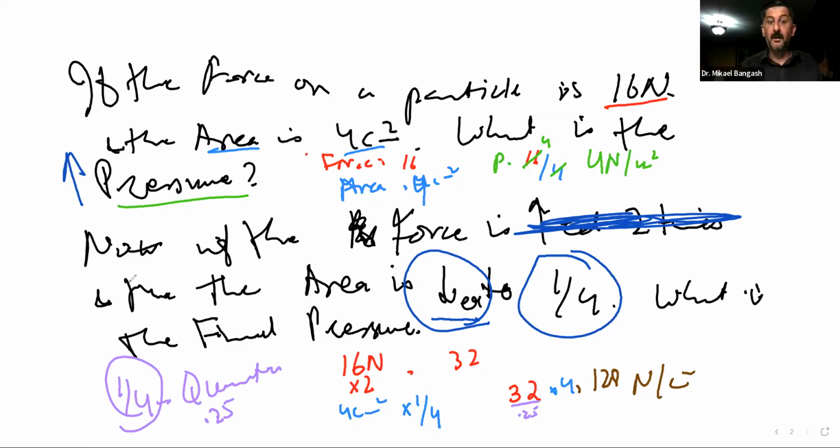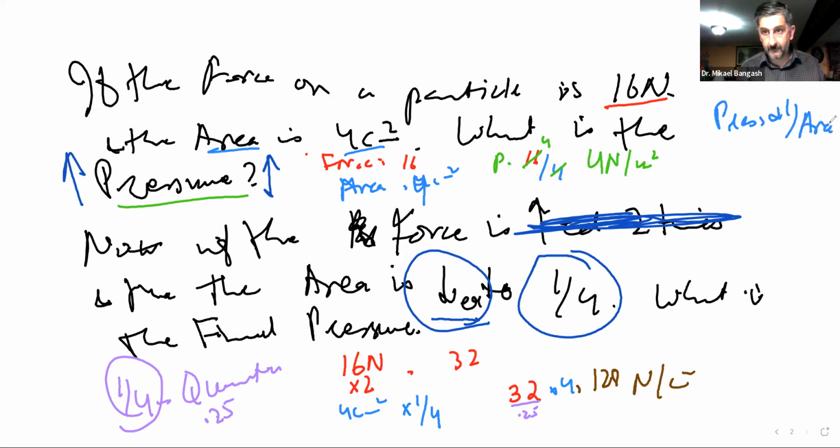Now, if you don't change the force, what's going to happen? The pressure is still going to increase if we decrease the area, because pressure is inversely proportional to area. Not reciprocal, inversely proportional, sorry.